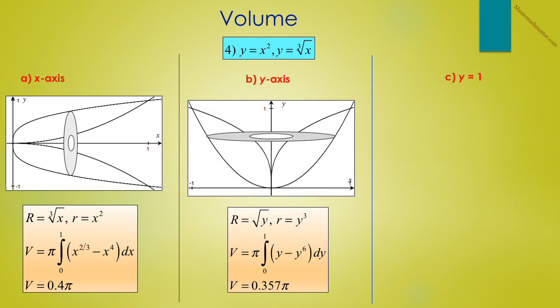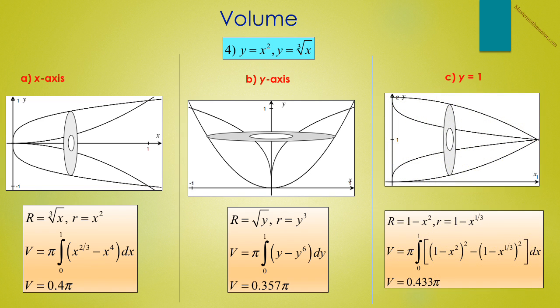We next rotate about the y-axis. Again, when we draw it, we see this is a washer situation with capital R and little r each now equaling the x variable. So we have to solve each of the equations for x, and we get capital R is the square root of y, while little r is y cubed. So therefore V equals pi integral from 0 to 1 of square root of y squared, which is y, minus y cubed squared, which is y to the 6th, dy, and our answer is 0.357 pi.